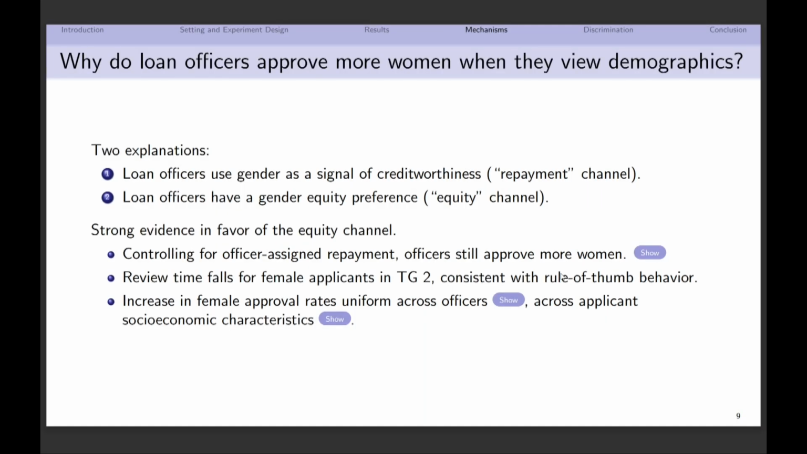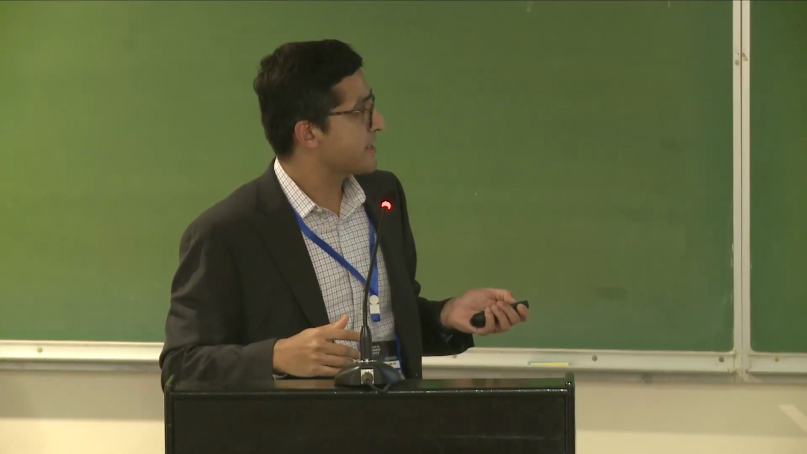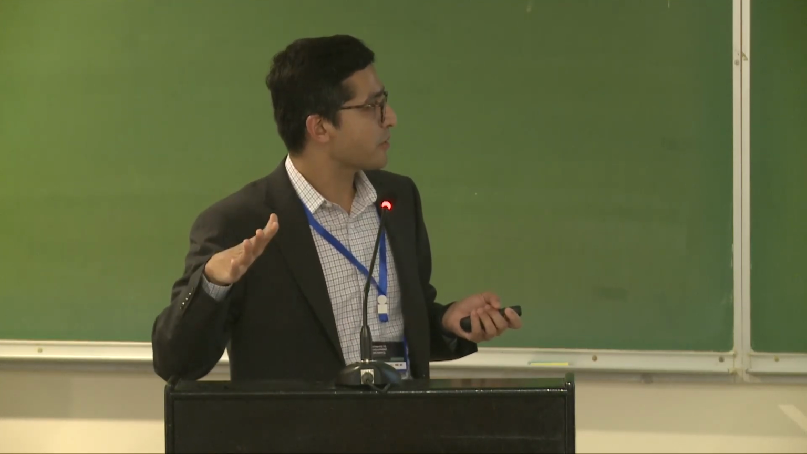So now you might say, okay, why do the loan officers approve more women when they view demographics? What's happening? Two explanations. One, loan officers use gender as a signal of creditworthiness. They actually believe that women are more likely to repay. Or two, loan officers have an equity preference. They just want to promote more credit for women in this context. I find strong evidence in favor of the equity channel, and there are multiple ways I do this.